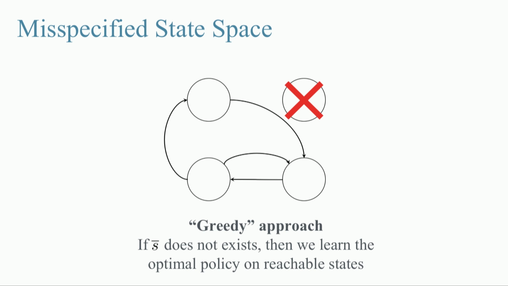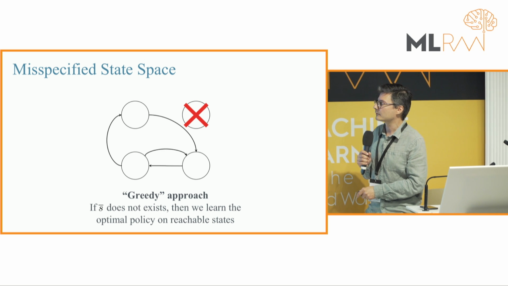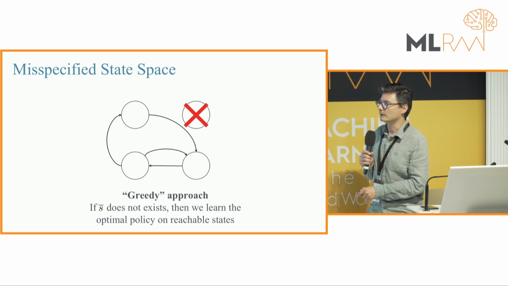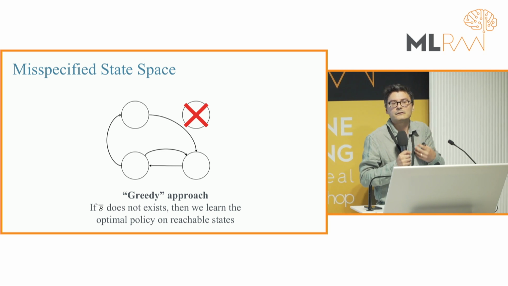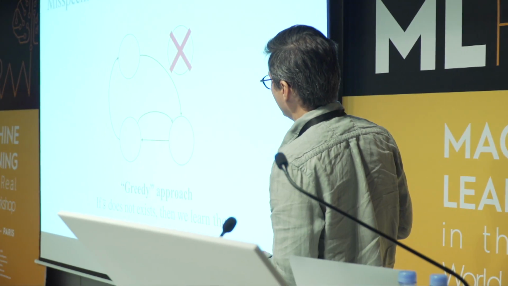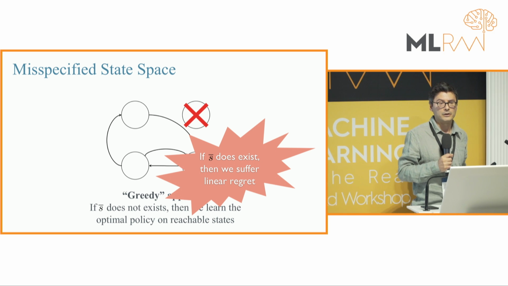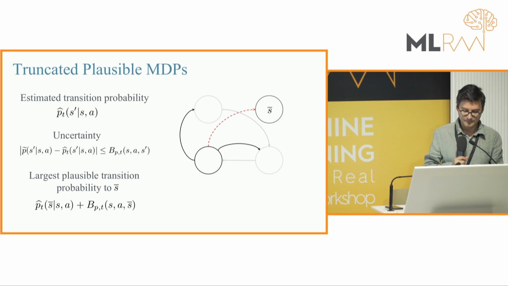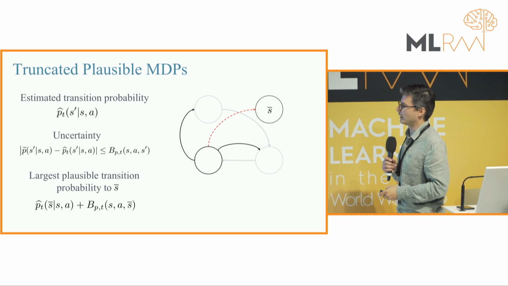We say, okay, you know what? So far, I haven't observed this, so let's pretend that it doesn't exist, even if somebody told me that it belongs to the state space. In this case, I can, of course, learn a very good policy over these 3 states, but I might miss a very good reward because maybe that state is just difficult to reach, but it's very rewarding. And so I should actually try to get there. So if S bar does exist, then we suffer again linear regret because we will never be able to learn the optimal policy. So what we do is actually, again, a very simple idea.